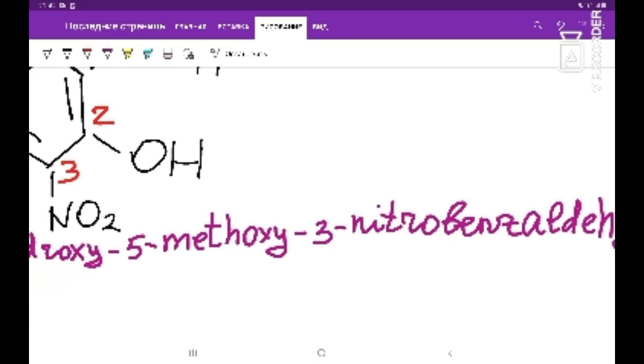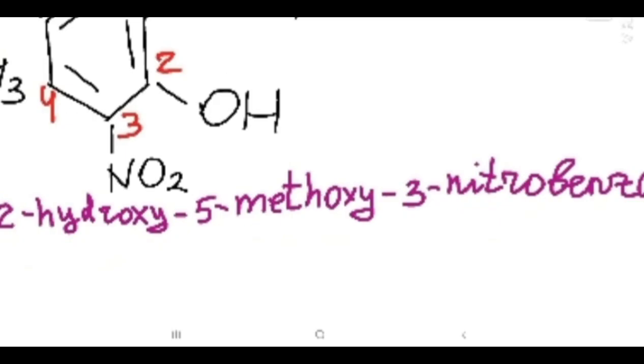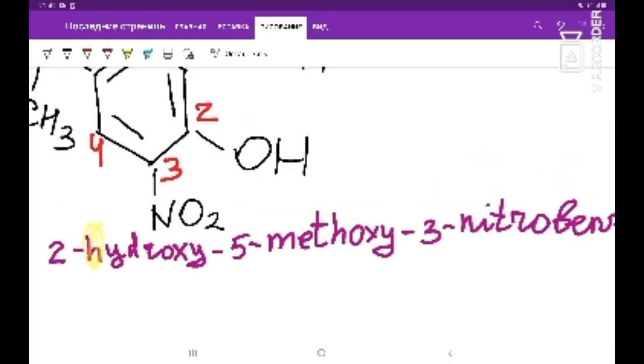Now pay attention. Why do we first write 5 methoxy, then 3 nitro? Why do we not write 3 nitro, then 5 methoxy? It's because we go in alphabet order. M comes before N. That's why we have to follow this alphabet order and write 5 methoxy and then 3 nitro. Do not forget to follow the alphabet order, always.